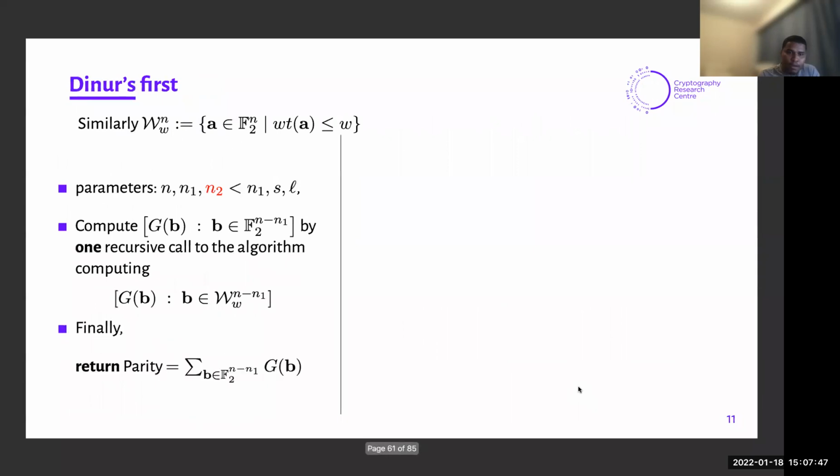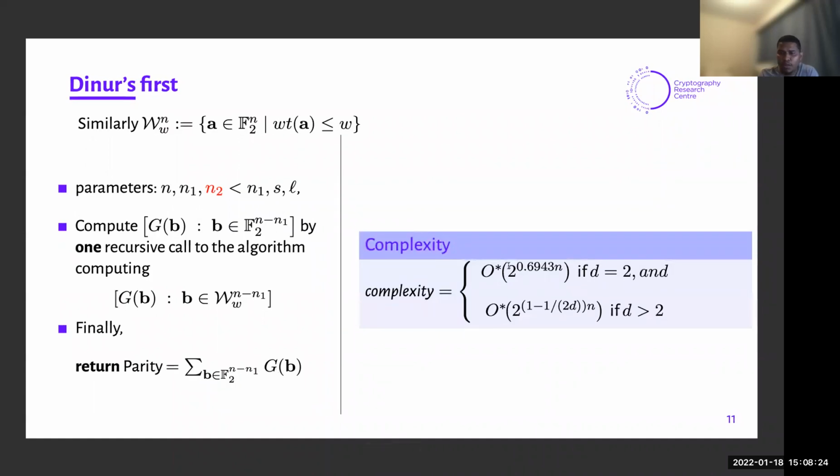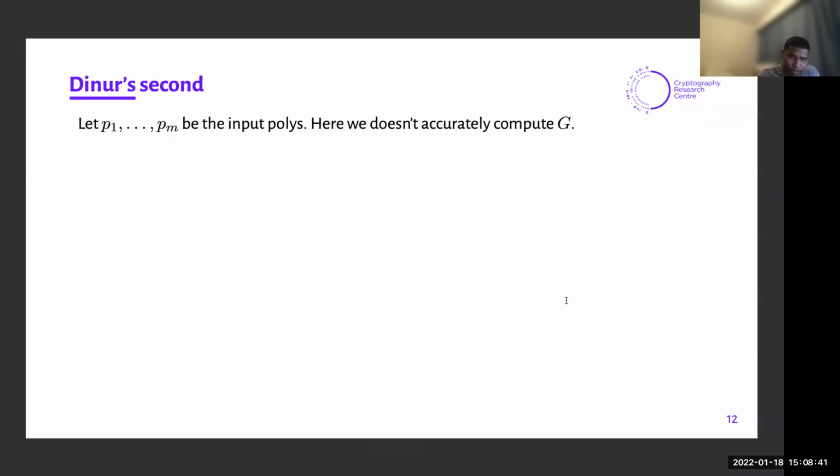And then Dinur, I'm going to be very quick here. Basically, we want to compute the parity, but to compute G, the truth table of G here, we don't make recursive calls to the same algorithm. We do it in a different way. I'm not going to get into this detail now. It's just a different way to compute the truth table of this polynomial, and then we compute the parity. That different way allows us to take down the exponent to 0.69, and the coefficient of D for non-quadratic polynomials down to 2, which is outperforming in both cases your algorithm. I didn't go into detail there because I want to get a bit more into details here.